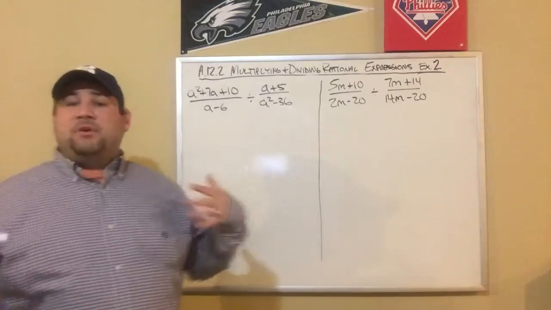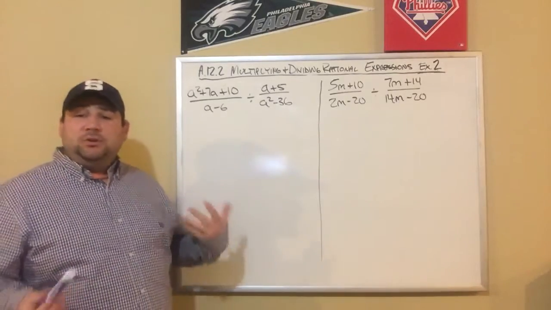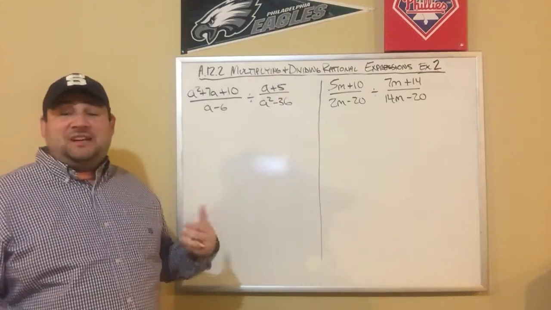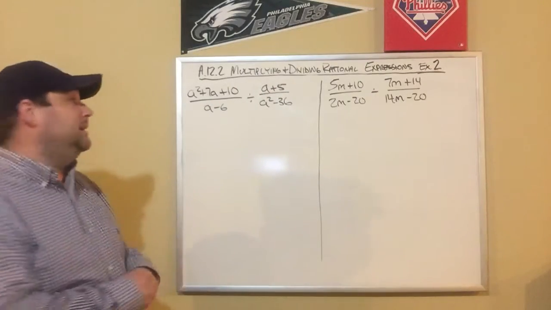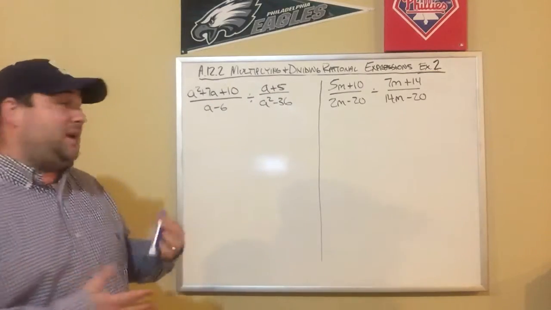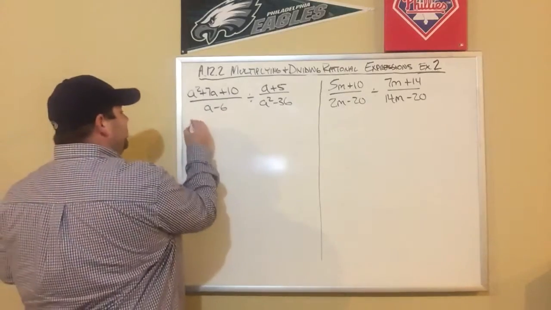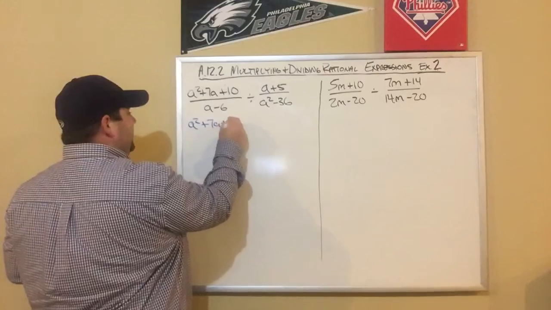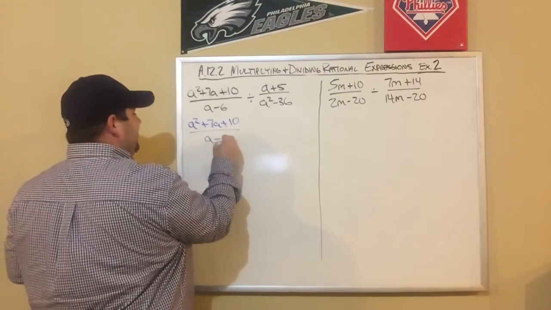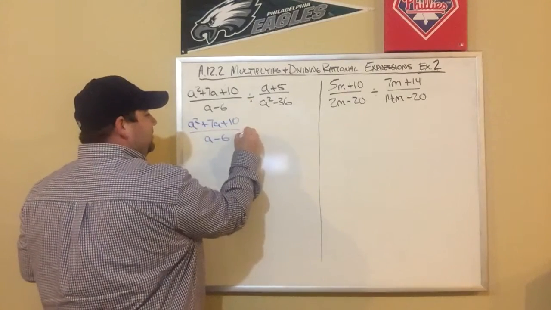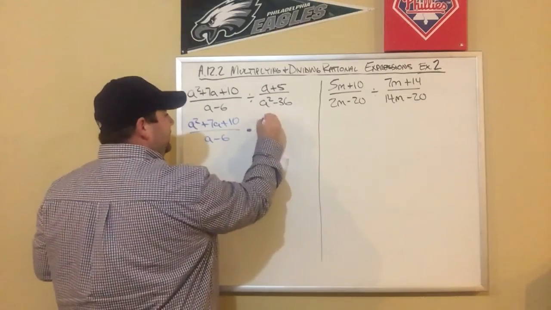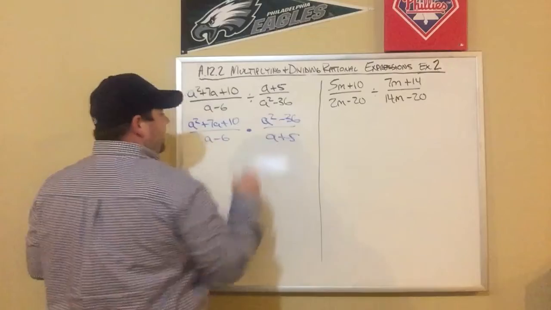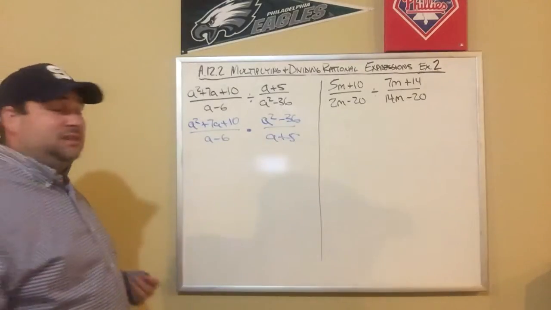So let's try and remember dividing fractions. When you divide fractions, you actually just take the second fraction, flip it, and multiply. Dividing is the same thing as multiplying by the reciprocal. So what I'm going to do is rewrite this problem as a squared plus 7a plus 10 over a minus 6. Instead of divided, that's going to be times, and I'm just flipping this fraction over. And now I can factor and see what I can cancel.